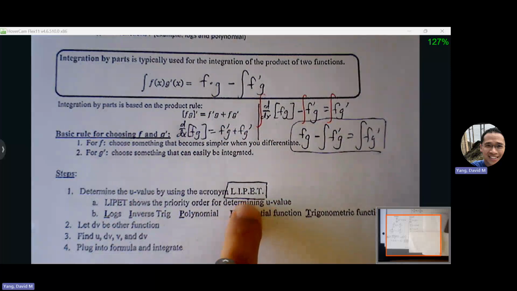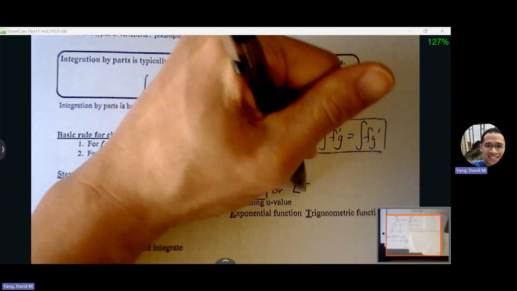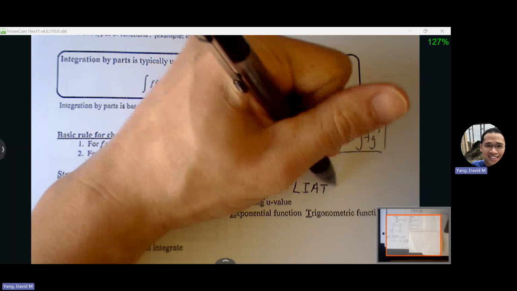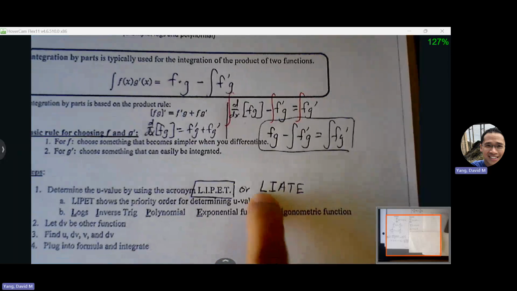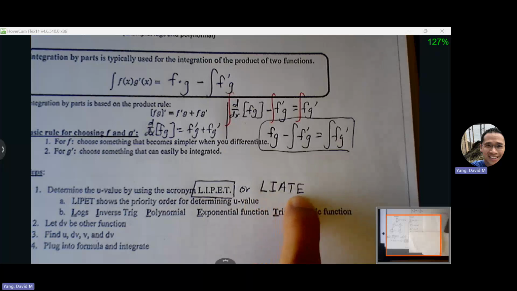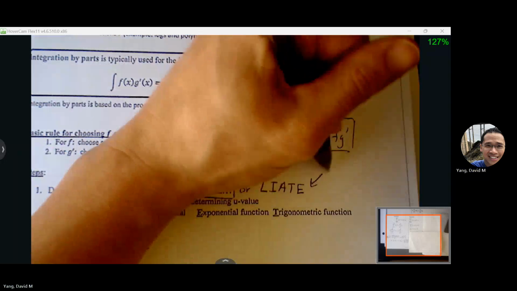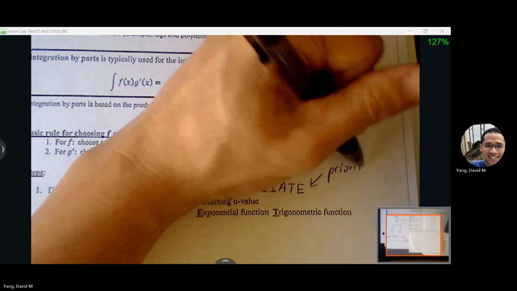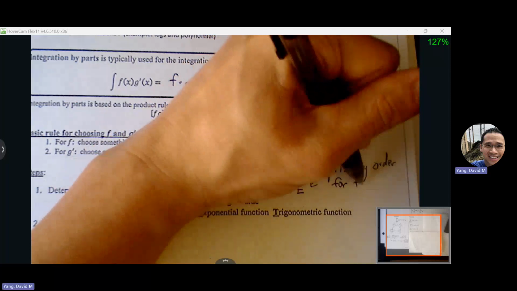Is using this acronym LIPET, or I've seen this as well, LIATE. So really, the order is not really going to matter that much. The important thing is that L comes first. The L is first, the A is second, and then the T and E are last. So this is a way for us to identify that f value for our problem. The priority order for my f value.